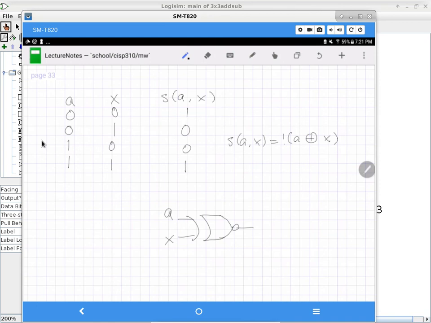Actually, I have another question too. Are you going to be super picky about the notation we use? No, I am not going to be picky about the notation, as long as I understand it and there's no chance that I can misunderstand it for something else. Then it's okay.